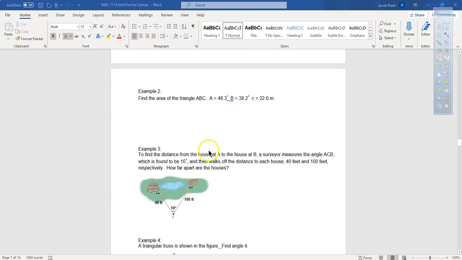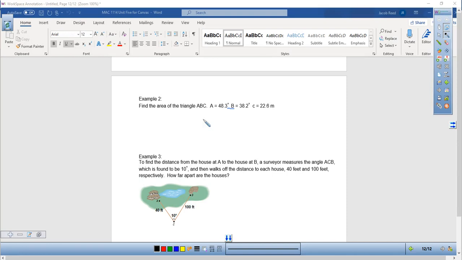Scrolling down here, we have example 2. Find the area of a triangle. Alright, so to find the area of a triangle, we'll go ahead and draw this triangle since I'm dealing with angles here. I've got A, I've got B, I've got C. Angle A is 48.3, angle B is 38.2, and side C is 22.6.